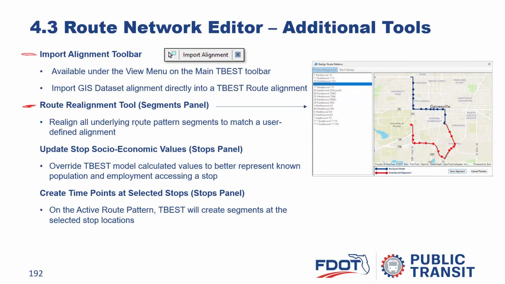if you do have that situation come up where you're making a change to service or alignments, and you can push that realignment onto multiple patterns. The next one is this route update stop socioeconomic attributes.